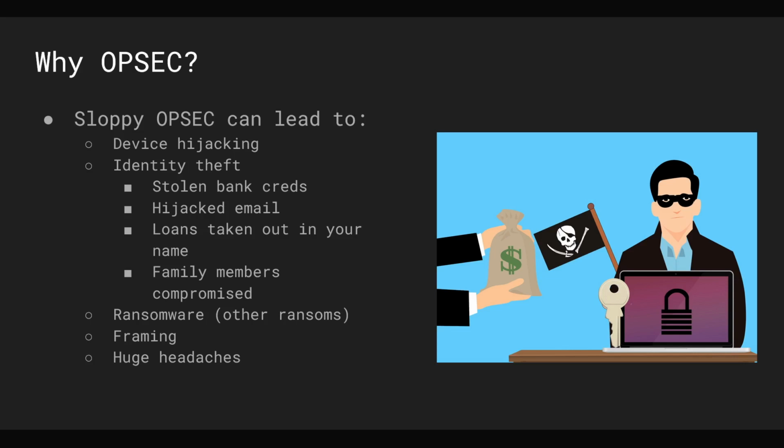So some situations that sloppy operational security can lead to are your computer or your devices getting hijacked. Identity theft is probably the biggest risk to the average person. Getting your bank information stolen, getting your social security number, or social insurance number, whichever country you live in, Canada or the U.S., getting stolen, which could lead to people taking out loans in your name, that kind of stuff. You could also potentially see family and friends getting hacked as well. You could get ransomwared. You could be framed for things. Just generally huge headaches that you do not want to deal with.